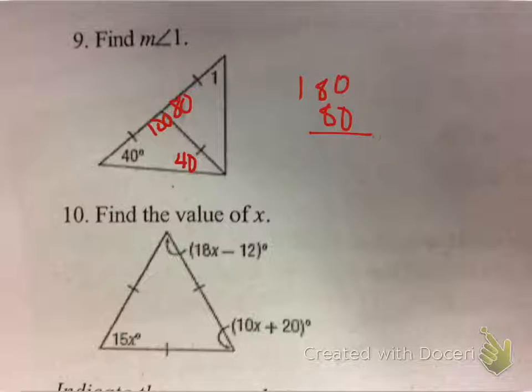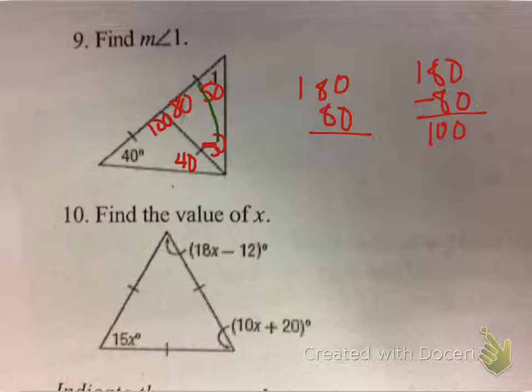And keep in mind, that's the vertex angle. That's the one that's different. So if I say 180 minus 80, I get 100. And that means those 2 angles, because these 2 angles are congruent, are going to be 50, because this angle and that angle correspond to each other and are congruent.